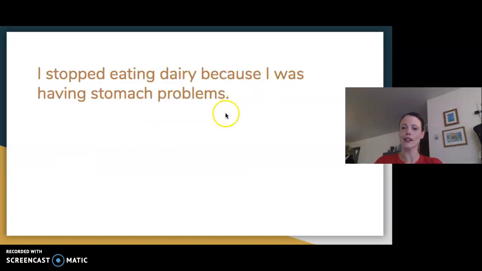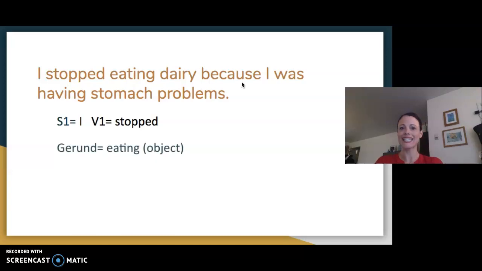All right, now this is really our last one. I stopped eating dairy, like dairy products, right, because I was having stomach problems. Here I see a conjunction, so I know I'm going to have two subjects and verbs. So what's my first set? I stopped. I stopped what? Eating. I stopped eating dairy is the whole thing, but that is an object gerund. What's my second subject and verb? I was having. Okay.